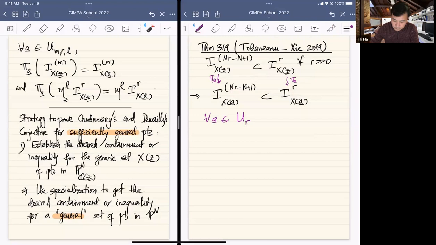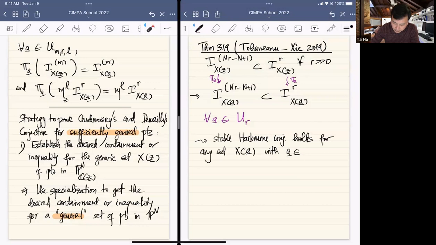Okay, so if one wants to establish the stable Harbourne conjecture, meaning it should be a containment for all values of R, you have to get the A to be the intersection of all these open subsets, right? So basically what this is implying is that the stable Harbourne containment or conjecture holds for any set XA with A inside the intersection of all these U_R where R runs from, or maybe R is big enough. So there's infinitely many open subsets and you have to take the intersection. That's why it's true for a very general set of points. So true for a very general set of points.